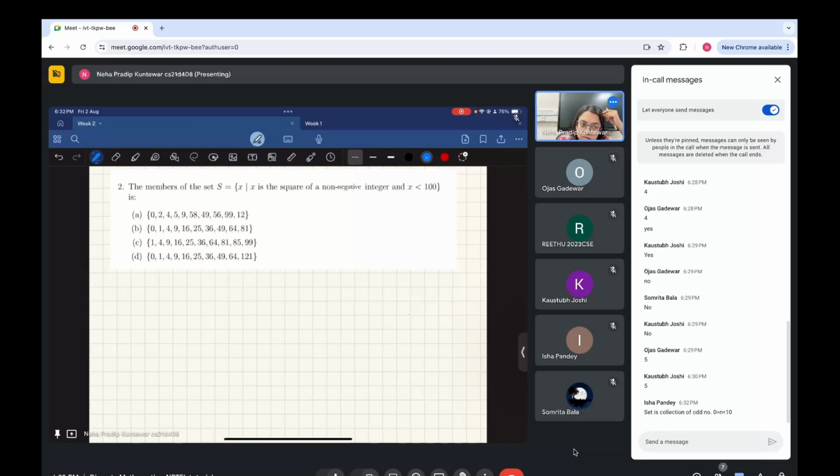Okay, so the question is that you have a set S which consists of all numbers that are less than 100, and those are squares of some non-negative integer. And what you want to do is tell what the set is. So I'll wait for some time, and others can also attempt it, then we will discuss the answers.